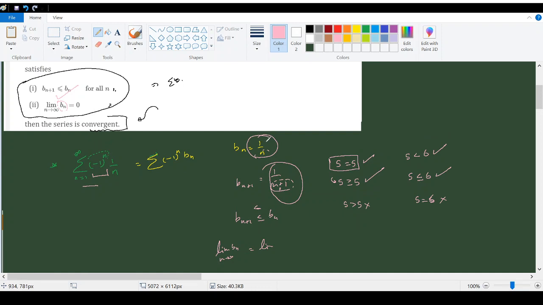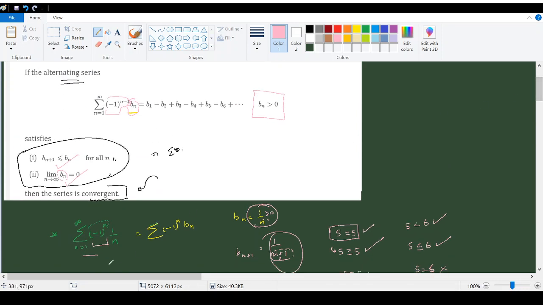Now that property is also satisfied for the bn that we chose. And for that one you can see that the limit is equal to 0. So this condition is also satisfied.